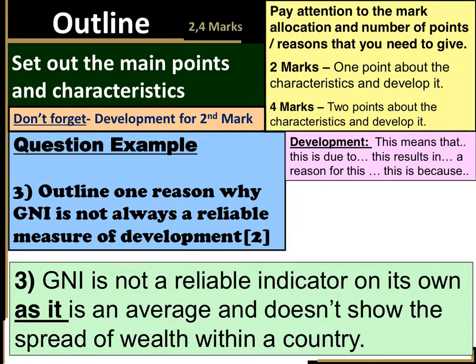There are lots of possible answers for this, but here's the one we're going to go for today. It says GNI is not a reliable indicator on its own as it is an average and doesn't show the spread of wealth within a country. So the words as it is the development point. It moves on.